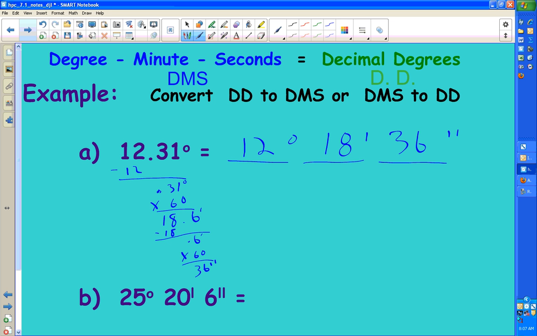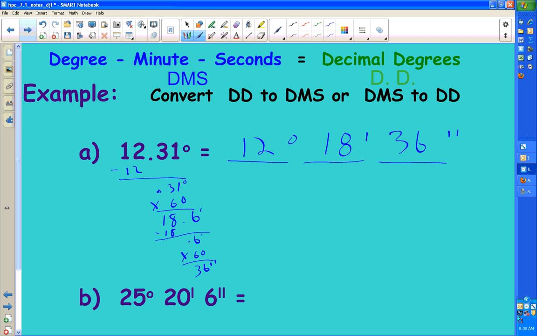It is a very simple conversion. You multiply the decimal part by 60 from the degrees to get minutes. Multiply the decimal part of minutes by 60 to get seconds. If need be, you round to the nearest second. So if you don't get a nice pretty 36 seconds, you get a decimal here, round to the nearest second.